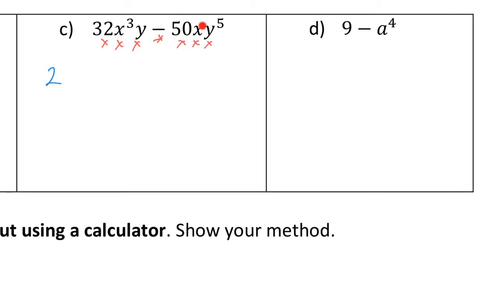Between x cubed and x, there's an x common. And between y and y to the power of 5, there's a y common. So we get 2xy outside a bracket. And then inside the bracket, we need to think, well, 2y multiplied by what gives us our 32x cubed y. So 2 times 16 is 32. X multiplied by x squared is x cubed. And the y's are sorted.